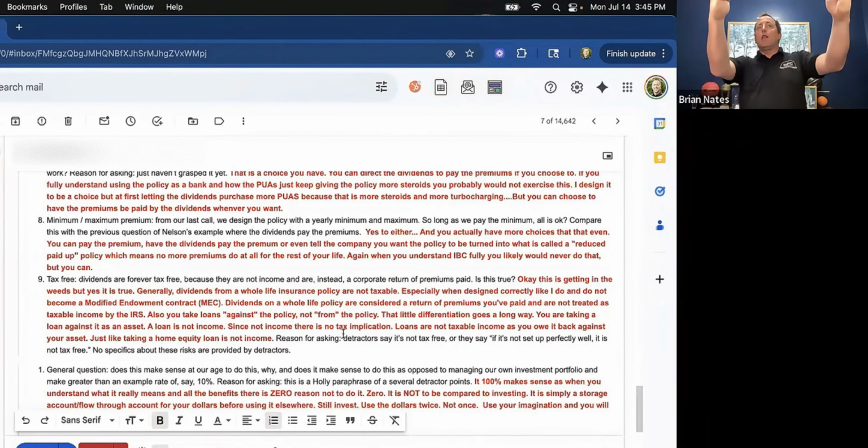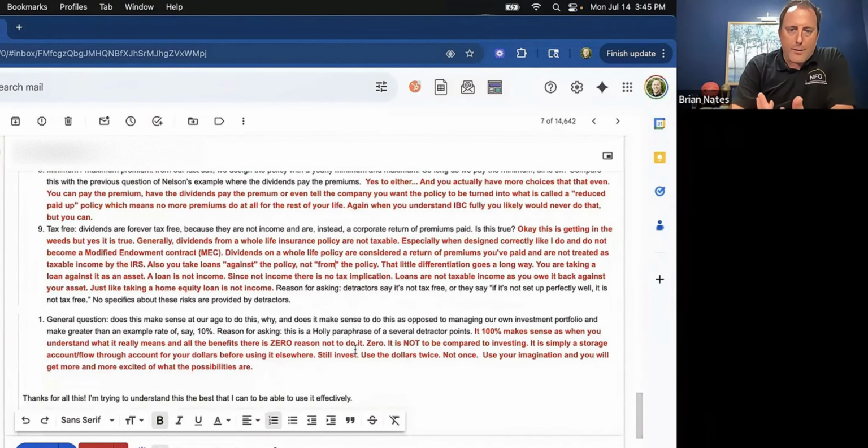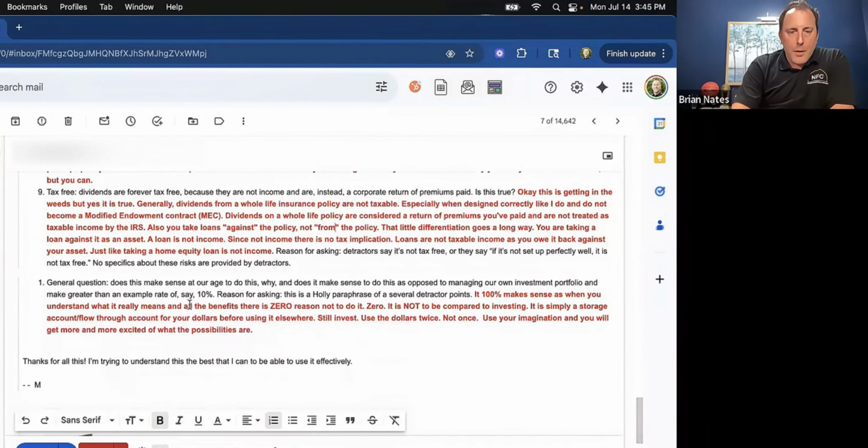But if you take loans against an asset, whether it's a home, a life insurance policy, a car, loans against something, even for whatever you're using it for, cannot be income. It's not something you earned. It's a loan against something. Okay, you owe it. So you know these detractors are just scaring you. That's all. Okay, so general question: does this make sense at our age? Yeah, it 100% makes sense.